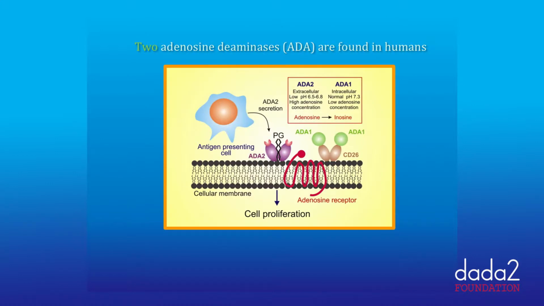So what about adenosine deaminases? Actually, there are 2 different types of adenosine deaminases, ADA1 and ADA2. ADA1 was studied in the 70s, and it was found that deficiency in ADA1 causes severe combined immunodeficiency, and it's about 15% of all cases of severe combined immunodeficiency due to mutations in ADA1. And this enzyme is mainly intracellular, so it's inside of cells, and it acts at normal pH, and it's really active at low concentrations of adenosine.